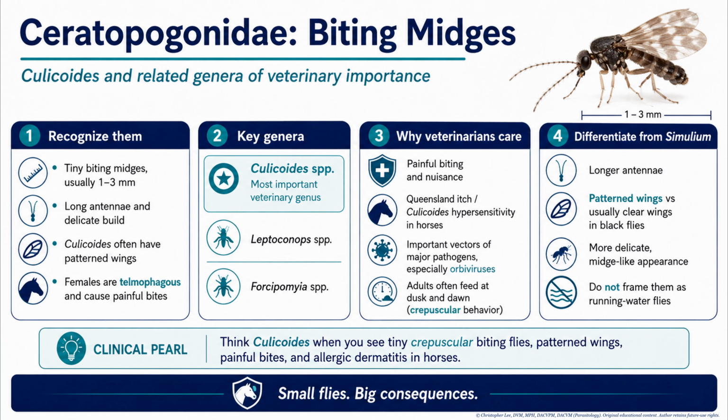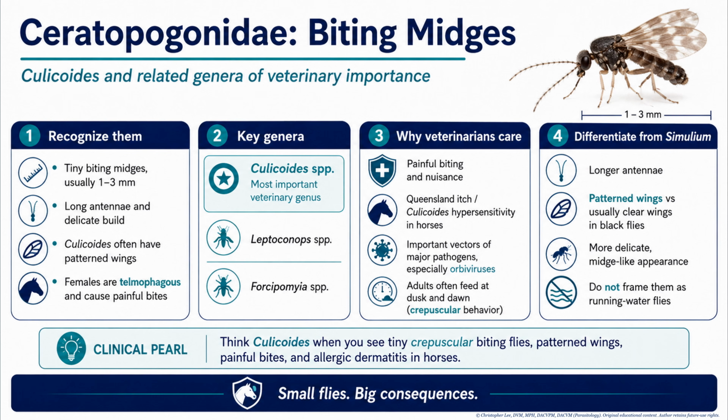This image reinforces the same Ceratopogonidae concept in a cleaner format. If you are comparing these flies to black flies, focus on differences that matter clinically. Culicoides are tiny, delicate midges. They often have patterned wings and long antennae. Black flies are more stout, often have clear wings, and are strongly tied to running water ecology.